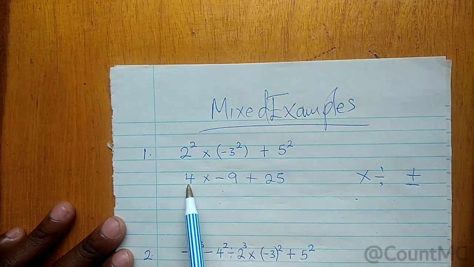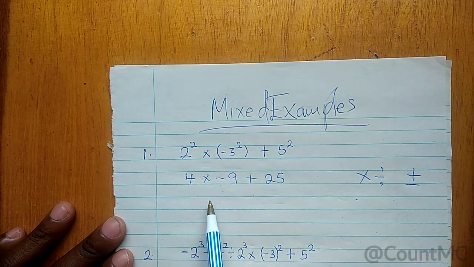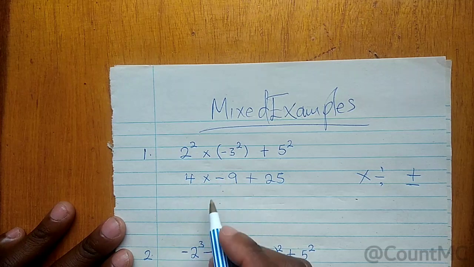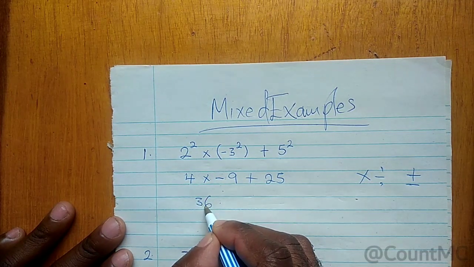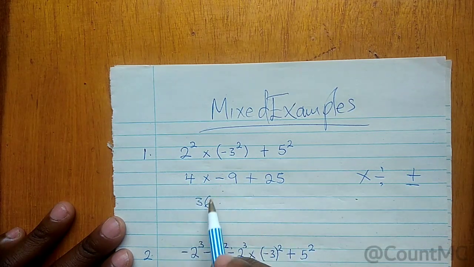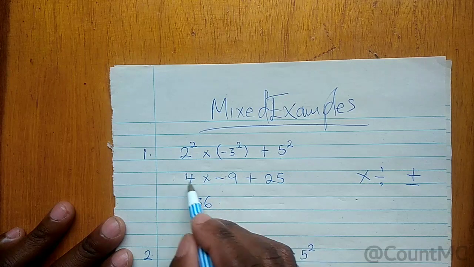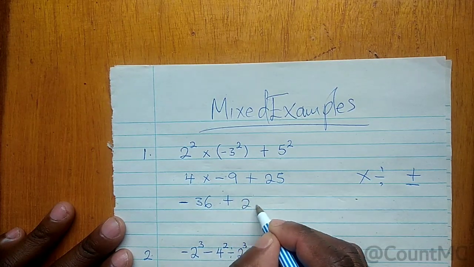So here we start solving this. Don't start by solving this. So let us start. 4 times 9, that's 36. Positive and negative, how many negatives do we have? You have only 1, so this is a minus 36. So this is simplified to minus 36 plus a 25.